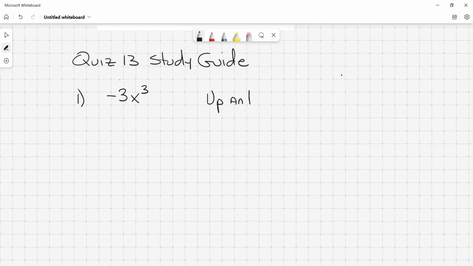Why is this writing so slow? Up and down.